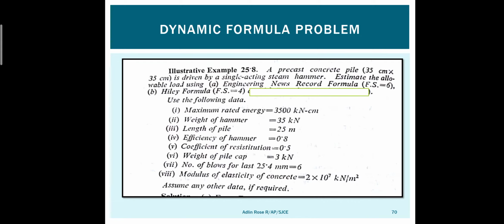I have seen these questions, dynamic formulas. Otherwise, your university questions have not asked this so far. It has not been asked.